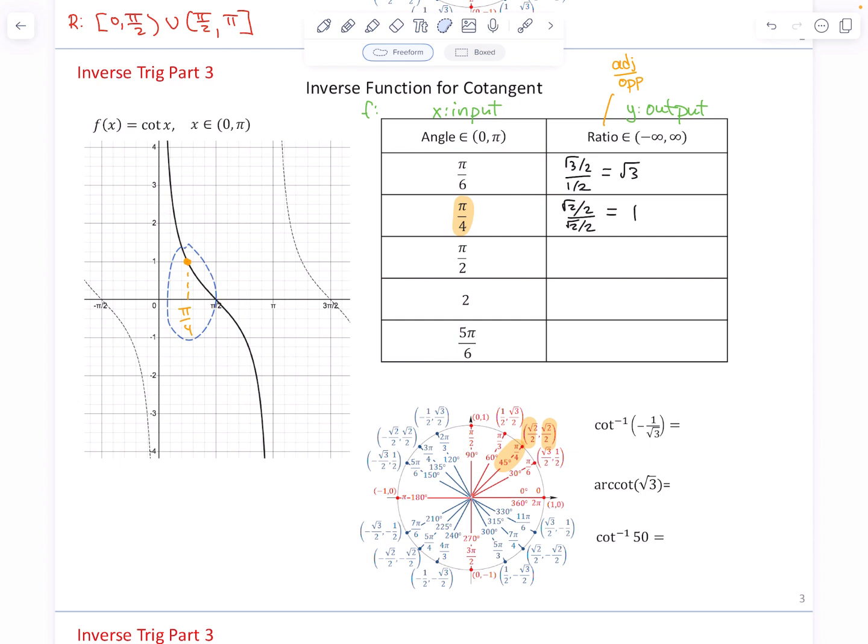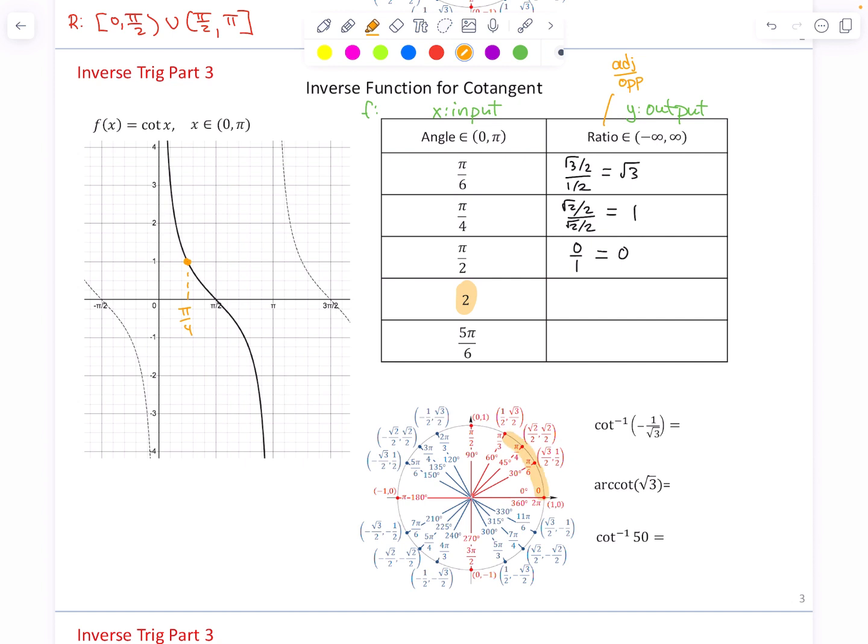It's the angle at which the output is 1. At pi halves, that's pointing up. First coordinate divided by second coordinate, we get 0 over 1, which is just 0, giving us this x-intercept. Now 2 radians, the unit circle will not be helpful with this. 2 radians is somewhere in the second quadrant.